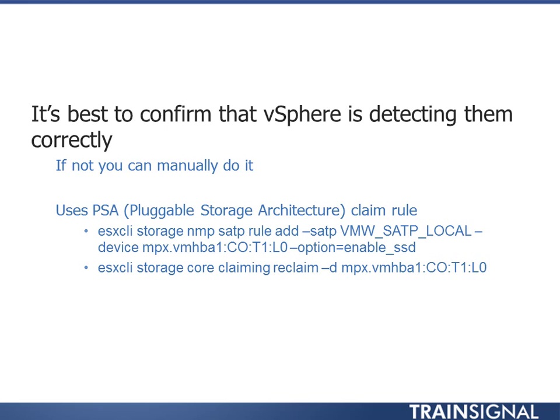It uses a standard SCSI command to query whether they're SSDs, but if for some reason it comes back incorrectly, you can do this storage NMP SATP rule to tell it to add them. Then the next line is esxcli storage core claiming reclaim -d. As soon as that disk was detected, one of the storage array type plugins already claimed it, so now we're telling it to reclaim it. Anytime you change a claim rule, you need to do a reclaim. That says reclaim the device and gives you the device ID.